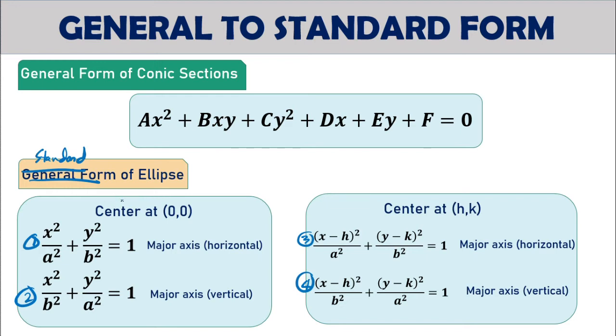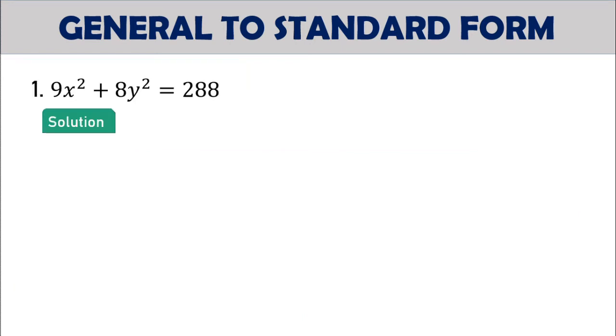Again, there are 4 standard forms of an ellipse depending upon the placement of the center. So let's proceed. In this particular part of our discussion, we will solve. This is the most exciting part: general to standard form. Can you still familiarize the standard form of an ellipse? Don't worry. Let's have this one: 9x squared plus 8y squared equals 288.